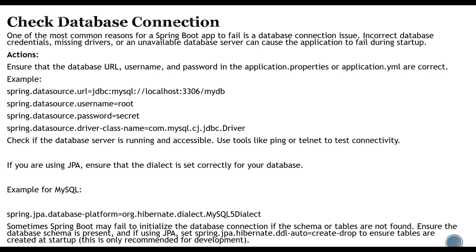Okay. Now Spring Boot might also fail when it is trying to initialize the database connection if a schema or table is not found, right? So ensure your database schema is present, and the tables and columns are present too. If you are using JPA, you can set create-drop, which will ensure all the tables are created at the startup of your application. But there is also an update option, where it will not create them again if they are already there. So that's the way for the dev environment, but for production you might have a different configuration.